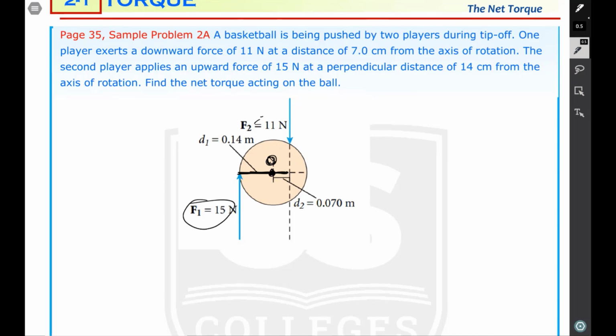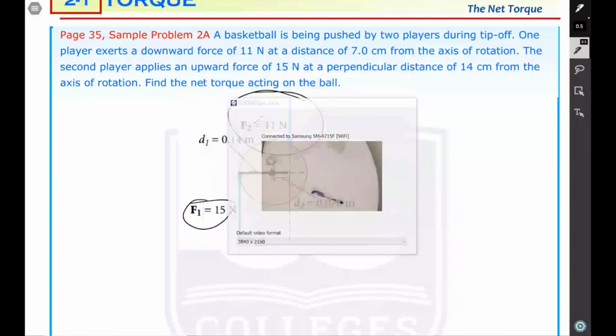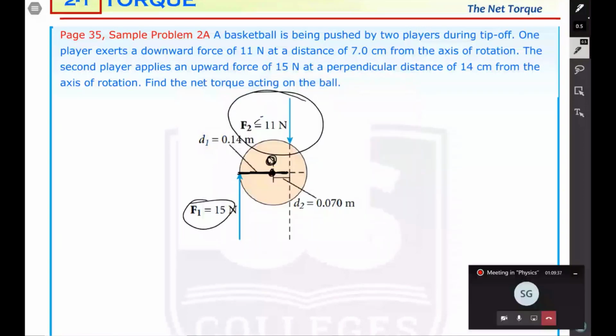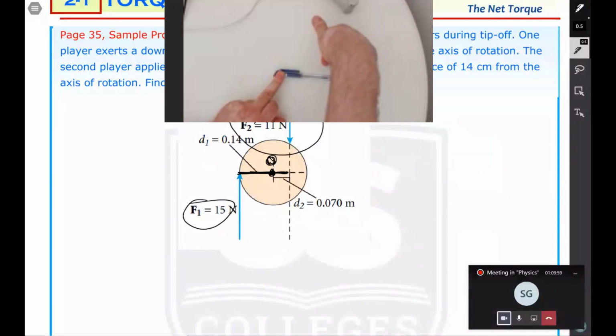Let's continue with the one on the right side. Let's calculate with this one. So it's the second force, F2. And I'm going to first find whether the direction of rotation is clockwise or counterclockwise. I'm going to use my pen for this. I am going to fix the pen at the axis of rotation. The axis of rotation is on the left. Then push it down in the direction of F2.